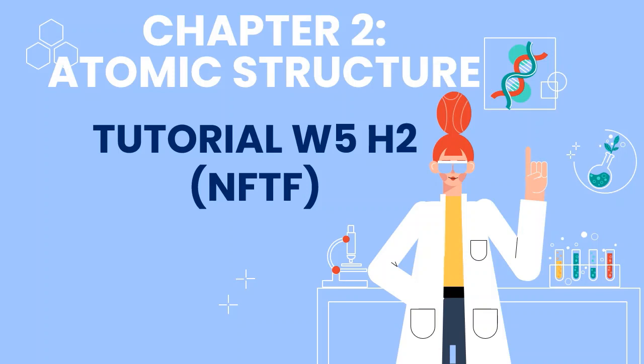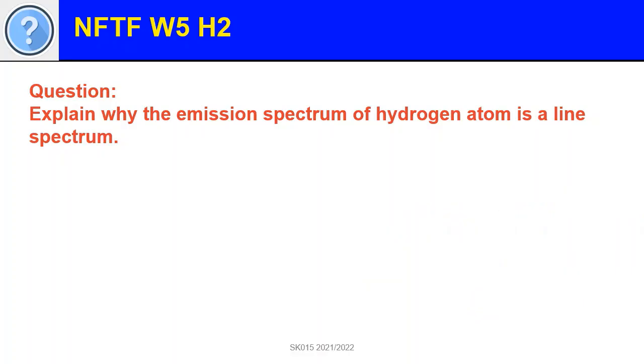Students, in this video I'll be discussing the answer for tutorial week 5, second hour non-face-to-face, for chapter 2, atomic structure. The first question asks you to explain why the emission spectrum of hydrogen atom is a line spectrum. So yang ni kita dah cover dalam lecture hari tu. Okay, so kenapa hydrogen emission spectrum of hydrogen atom ni adalah line spectrum?